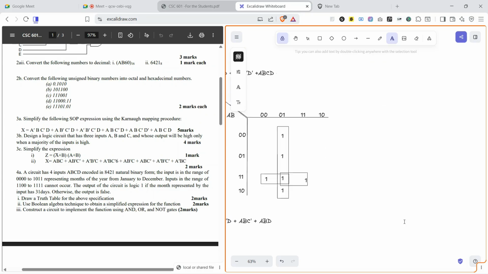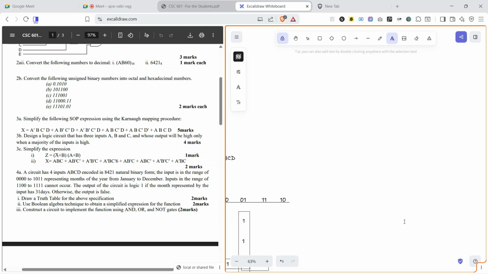So for the 3B part, we are told to design a logic circuit that has three inputs A, B, and C, and the output will be high only when the majority of the inputs are high. So let's make our output Q, for example. First we'll write the normal representation of this.